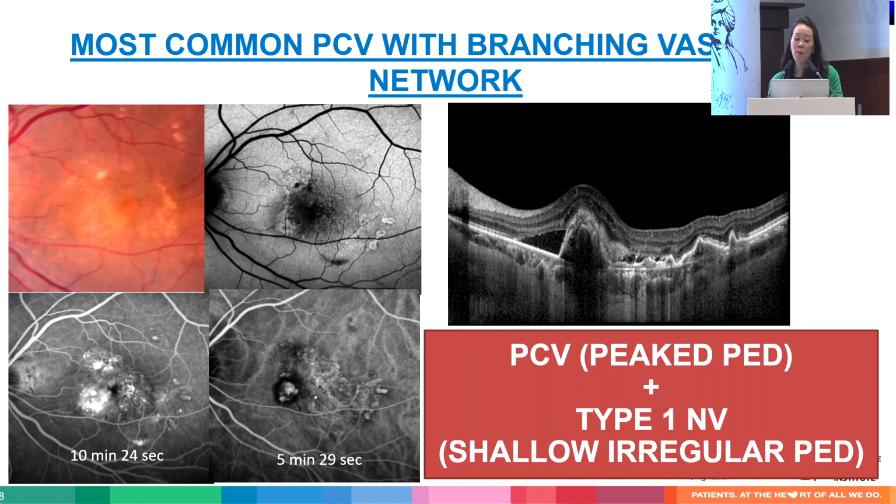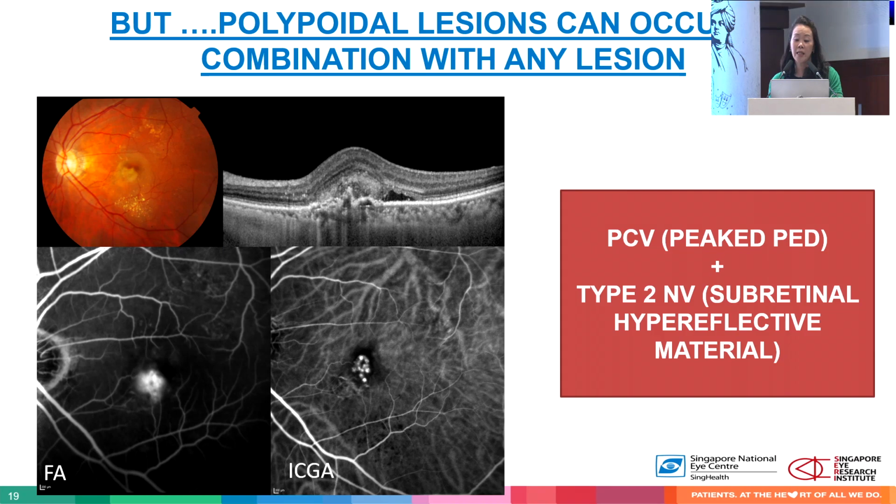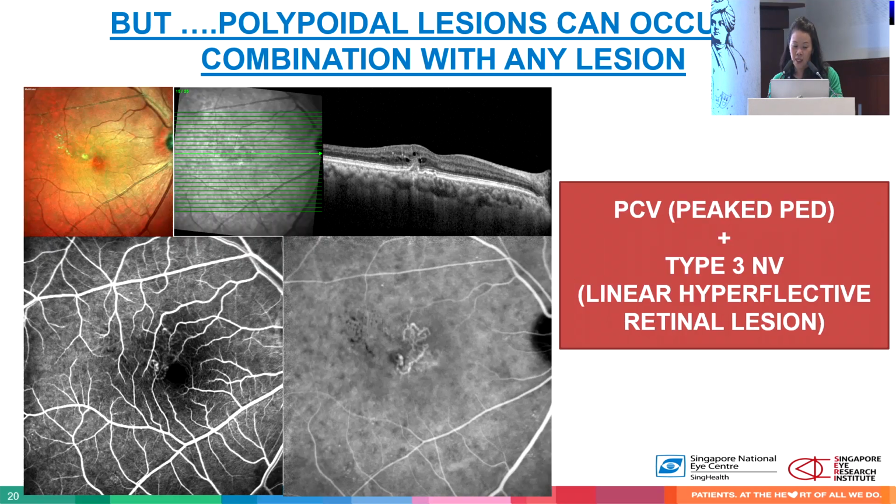So one of the most common PCVs have branching vascular networks is with a type 1 neovascularization, which is underneath the RPE. But PCV can also occur with other types of neovascularizations. You can see here, this is the PCV lesion. This is the type 1 branching vascular network. Secondly, you can also get PCV with a type 2 network, and in this case, you can see the PCV lesion here and the subretinal hyperreflective material that is the type 2 lesion. So the SRHM is in the yellow arrows, and the green arrow shows the PCV.